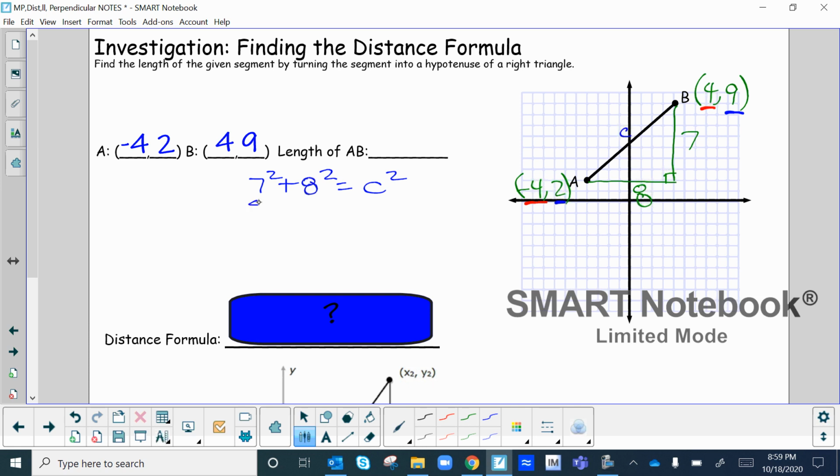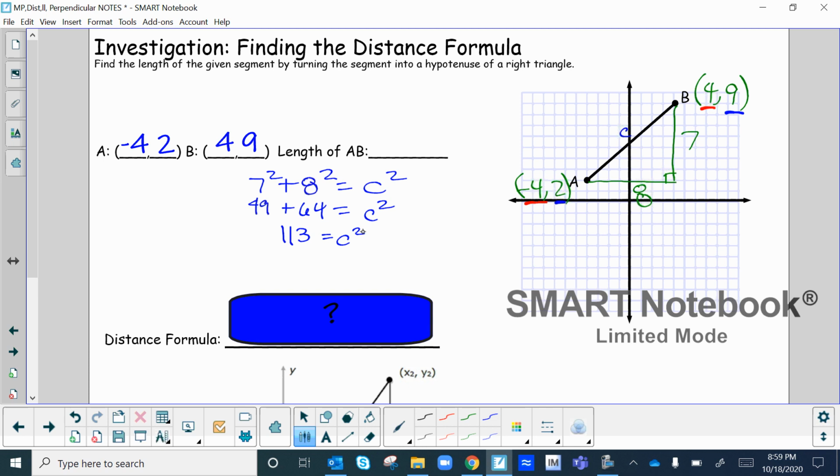So then we have 49 plus 64 equals C squared. 49 plus 64 is, I believe, 113. 49 plus 64, yes, 113 equals C squared.